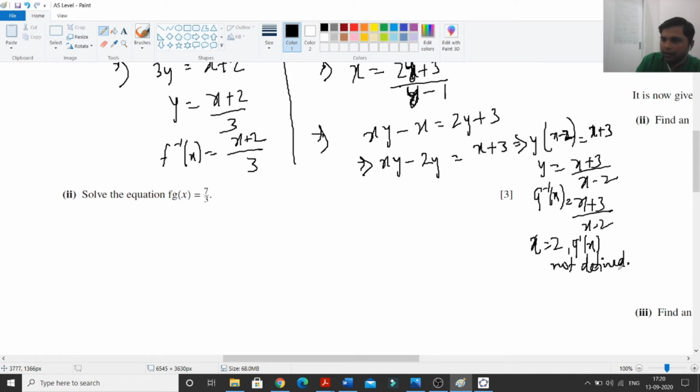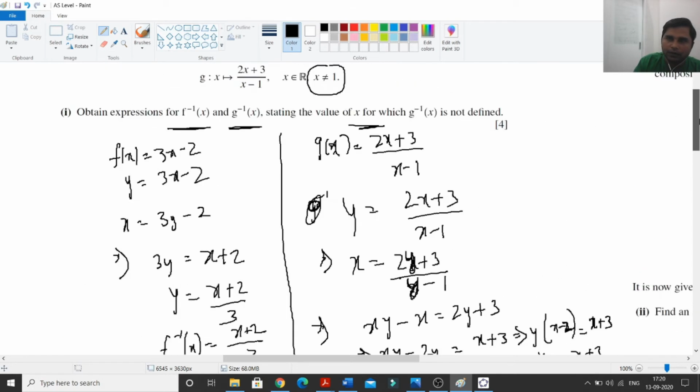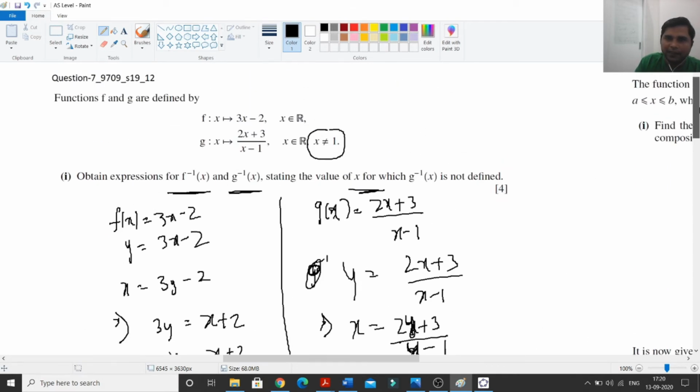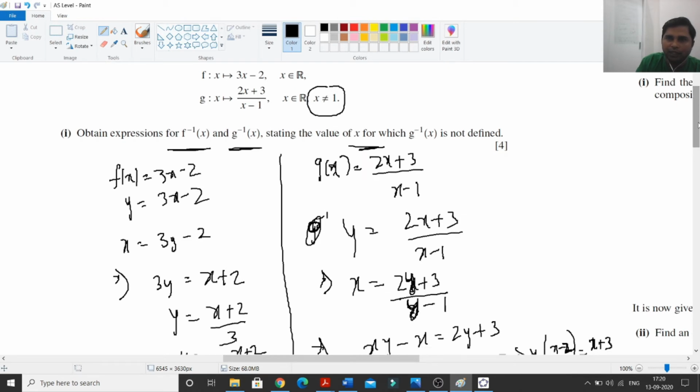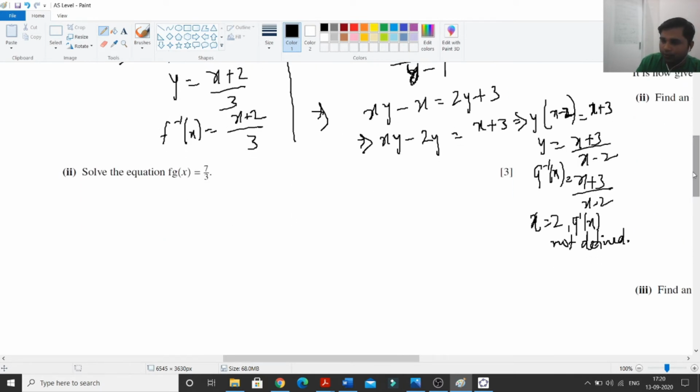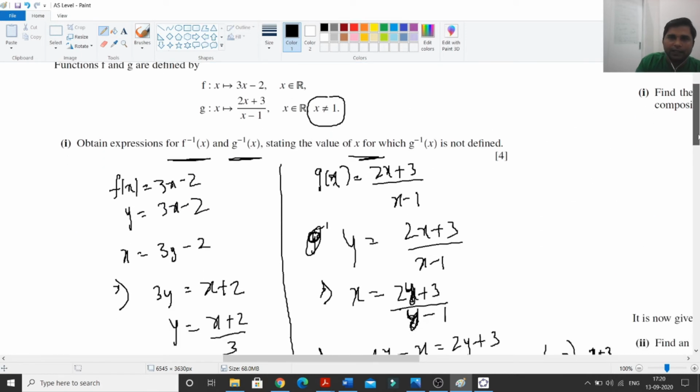Okay, very simple question. So stating the value of x for which g inverse x is not defined: g inverse x is not defined at x is equal to 2. For other values, g inverse x is defined, right?